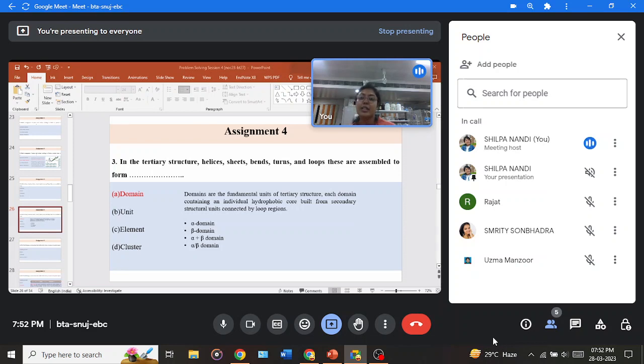Unit I have added just to make you all confused. Element, again, we cannot relate element with a protein. And lastly, cluster also, we don't have anything such as cluster when we are talking about protein structure.